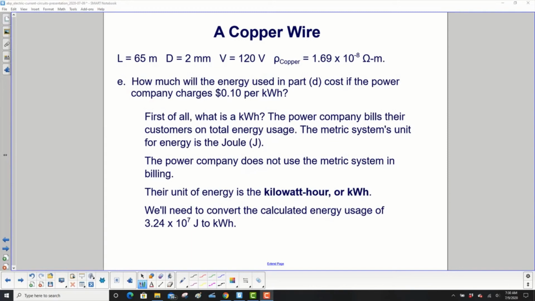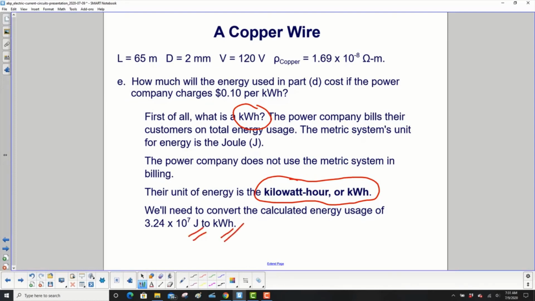How much will the energy used in Part D cost if the power company charges 10 cents per kilowatt hour? First of all, what is a kilowatt hour? The power company bills their customers on total energy usage. The metric system's unit for energy is the joule. Power company does not use the metric system in billing. Their unit of energy is the kilowatt hour, and it's abbreviated kWh. So we're going to have to convert the calculated energy usage of 3.24 times 10 to the 7th joules to kilowatt hours. So joules, of course, is energy, and you know what?